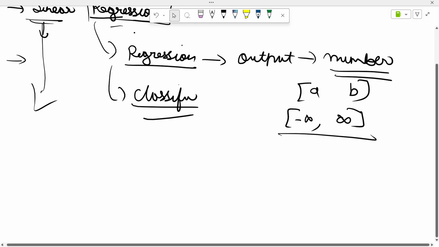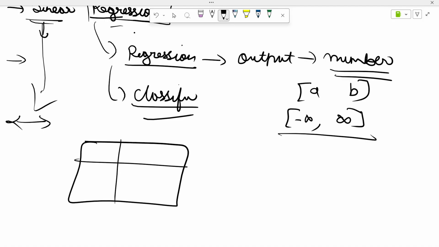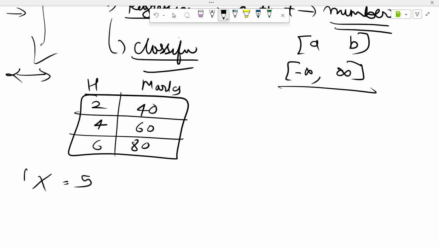So what does this linear mean? Let's say you have a data set which I have previously used. The same data set I will use so that you can better connect. You have hours studied and marks a student got. When he studied for 2 hours, he got 40 marks. When he studied for 4 hours, he got 60 marks. When he studied for 6 hours, he got 80 marks. Now my task is, I want you to predict the marks if he studies for 5 hours.